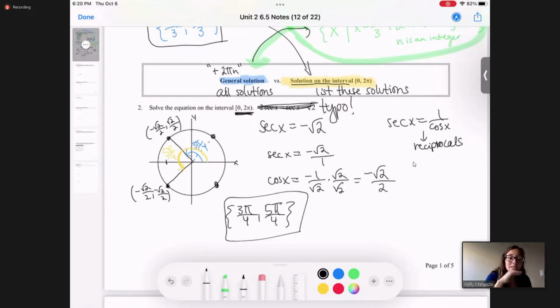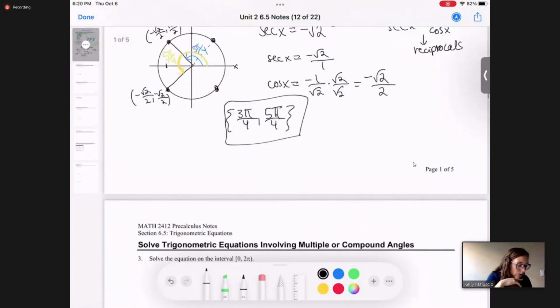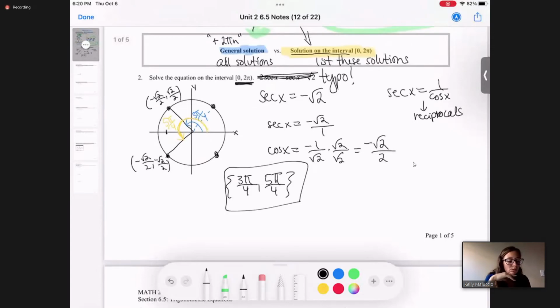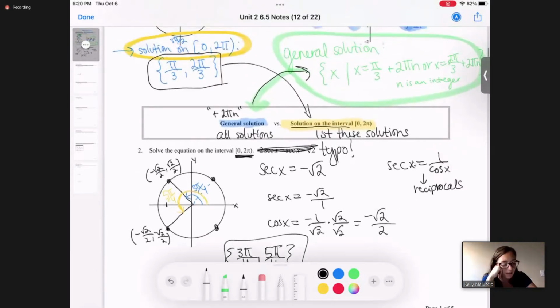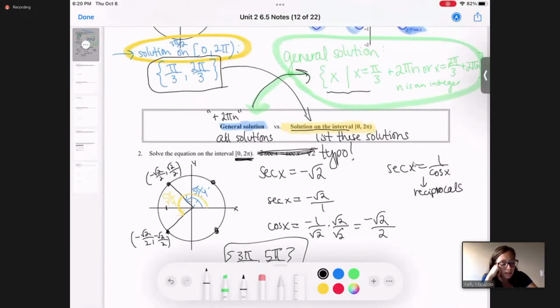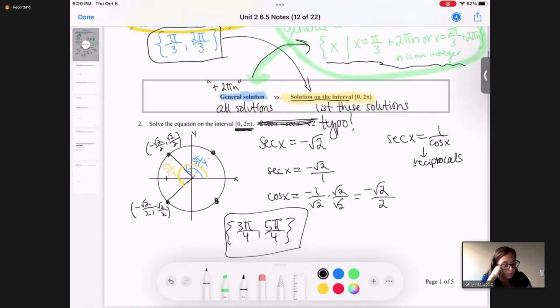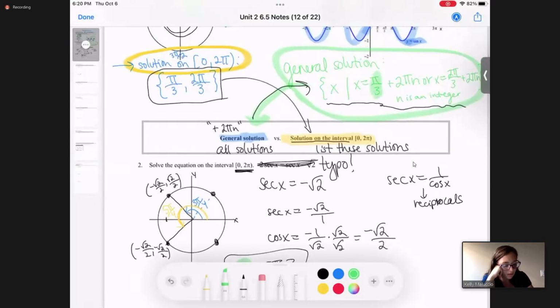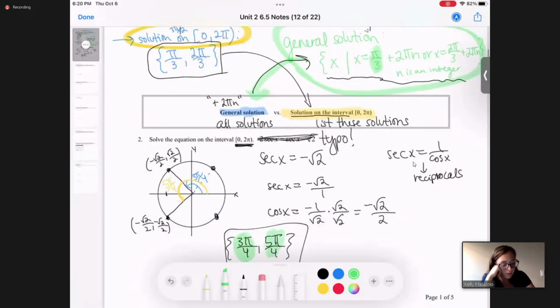If I wanted to write this in general, I don't think we do, but if I did, you would write x such that x equals 3 pi over 4 plus 2 pi n, or x equals 5 pi over 4 plus 2 pi n. You would take this and put it in place of this, and then take this one and put it in place of this one, right? So not too crazy.